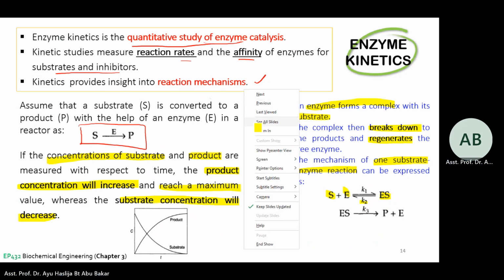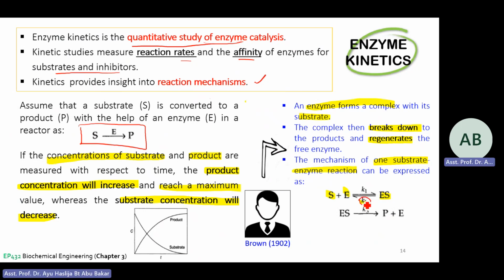Sometimes you see this K2, sometimes they write as K negative 1, meaning the reversible of first reaction. So step 3, once you have the ES, enzyme combined with the substrate, then here is the process of product formation, the K3. Once the product is formed and completed, it will be separated from the enzyme. So here you have K1, K2, and K3. This one is for step 1, step 2, step 3. Each step has their own reaction rate.